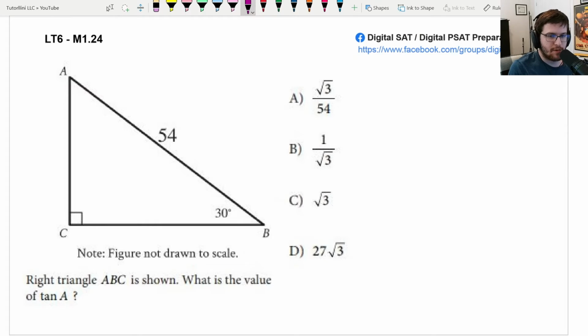Okay, this is Module 1, question 24. The very first thing I notice is that they're asking for tan of A. Well, angle A is complementary to angle B. Right triangle, right? 90 minus 30 is 60. So angle A is 60 degrees. You got to have 180 degrees in a triangle. So they want tan of A, in other words, they want tan of 60 degrees. We don't really need the picture at all to do that. It's kind of a red herring.